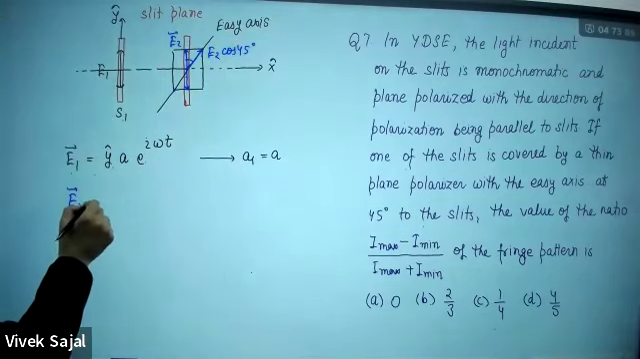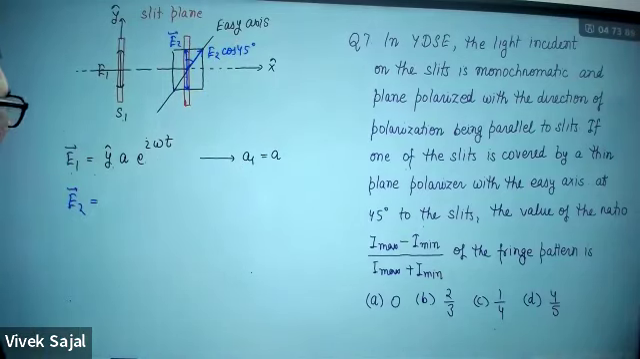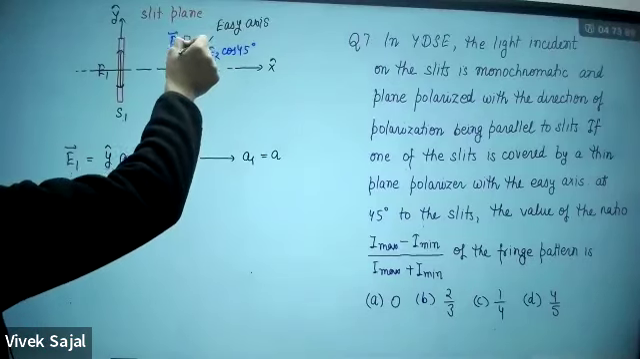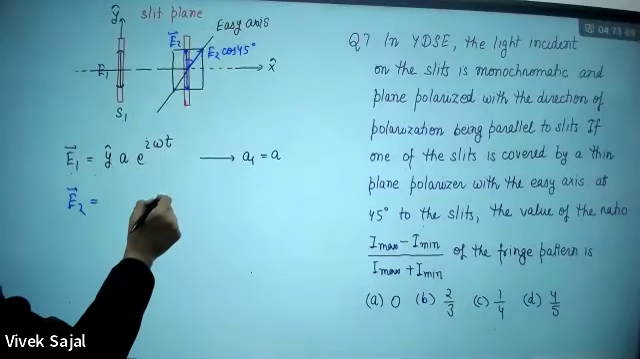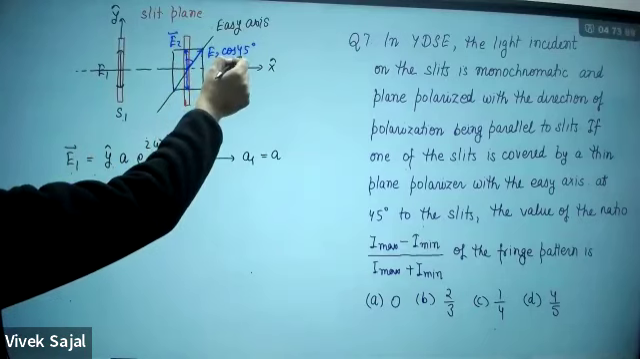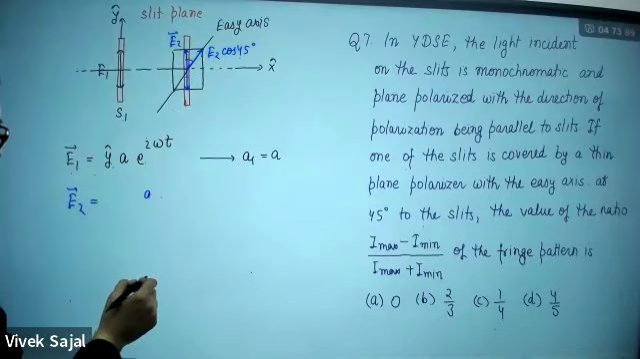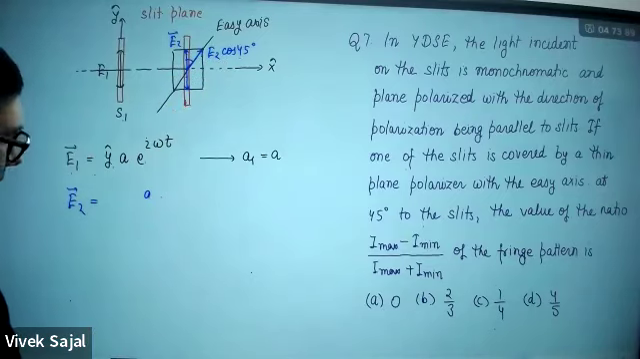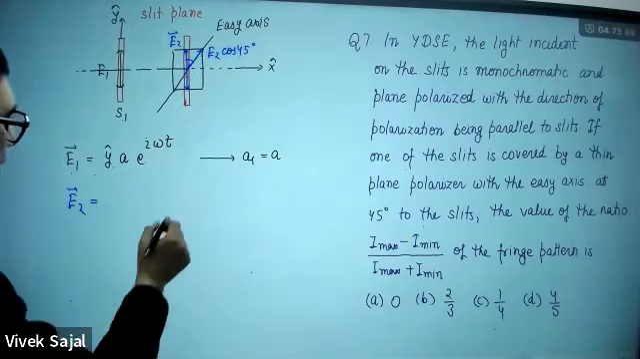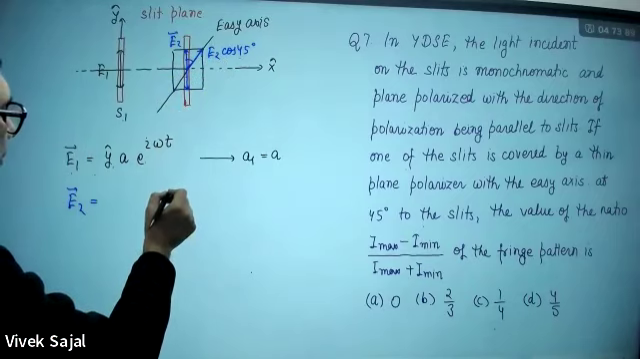E2 will be in this direction. I will write the direction here, but this will be cos 45. So this will be A upon root 2. Okay? I'm writing here. Just try to understand this. This is a little bit tricky question.